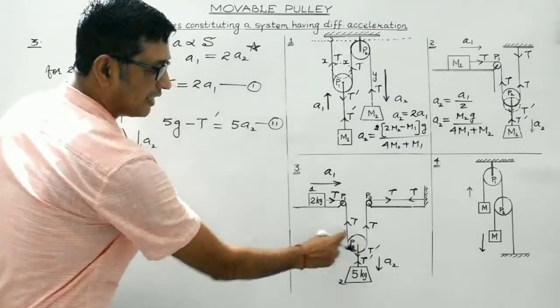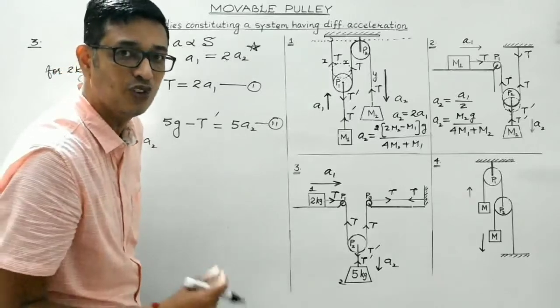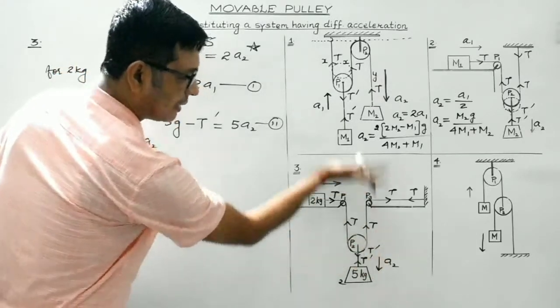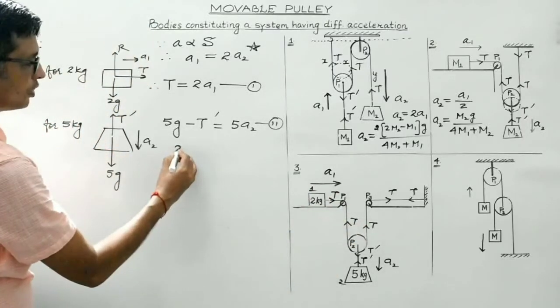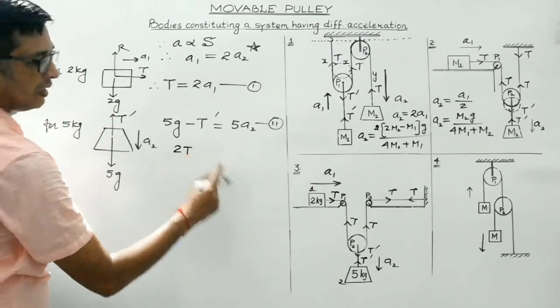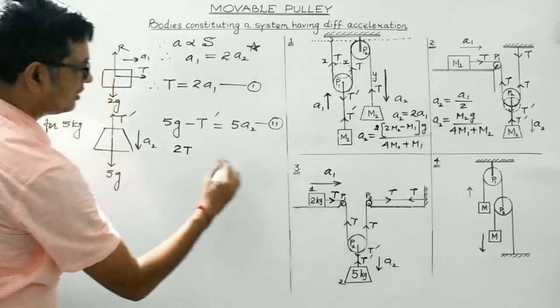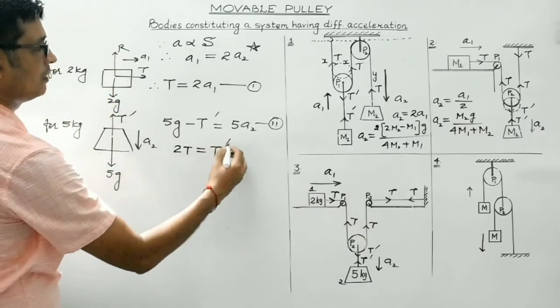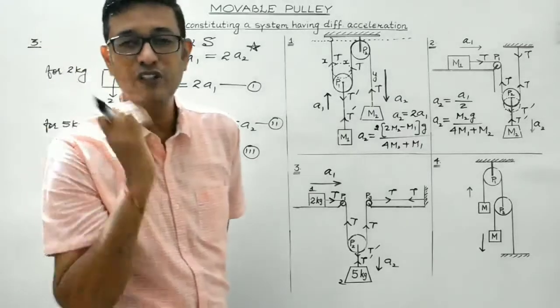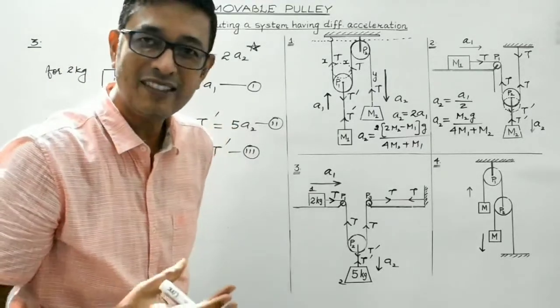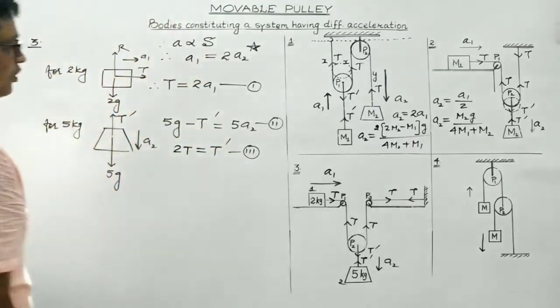So what is the net force acting on each of the pulleys? It is 0. And that is possible only when the net upward force is balanced by the net downward force. That is, the net upward force acting on the pulley is 2T and the net downward force acting on the pulley is T dash. So let's make use of these equations so as to solve for the values of A1 and A2. Right? Let's try to solve it.